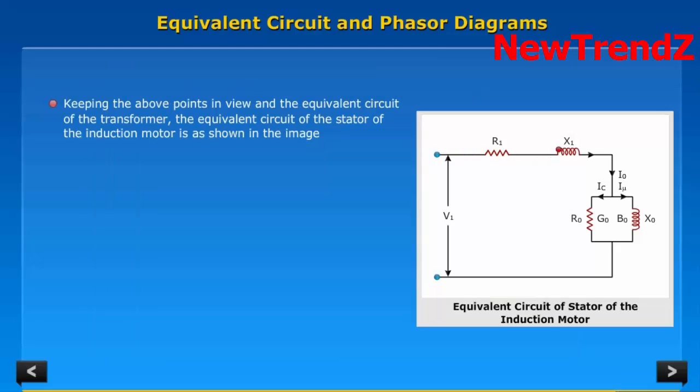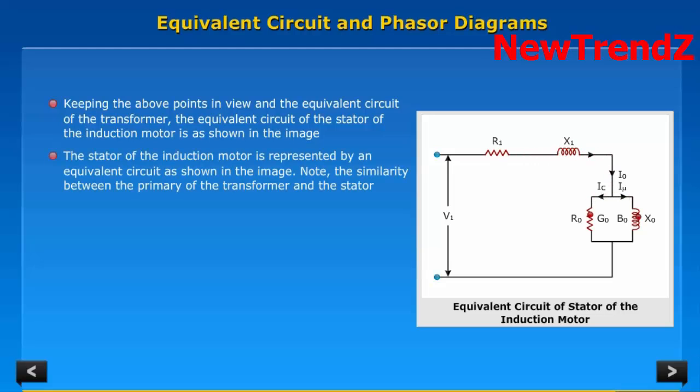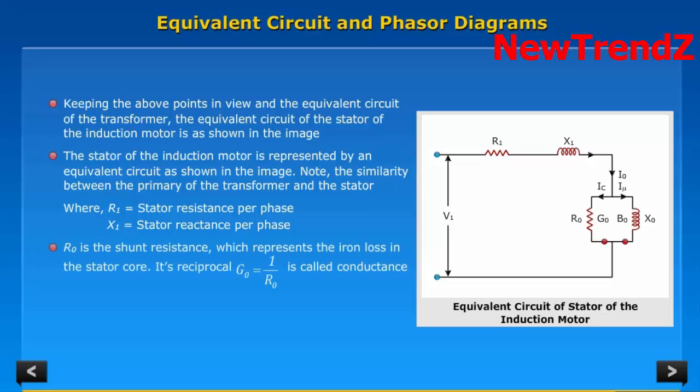Keeping the above points in view, and the equivalent circuit of the transformer, the equivalent circuit of the stator of the induction motor is as shown in the image. Note the similarity between the primary of the transformer and the stator, where R1 is stator resistance per phase, X1 is stator reactance per phase.